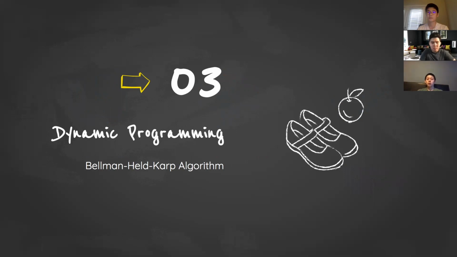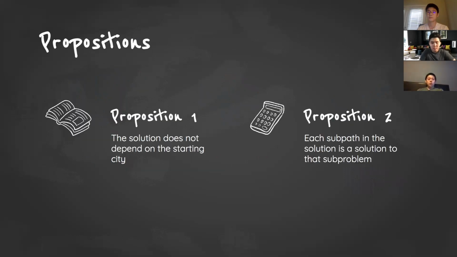So in order to improve on the brute force algorithm, we use dynamic programming using an algorithm called the Bellman-Held-Karp algorithm. This algorithm depends on two propositions. The first one is that the solution doesn't depend on the starting city. This means that when we're constructing the algorithm, we can start at an arbitrary city 1 and calculate a solution from there, and that will be the solution to the TSP. The second proposition is that every subpath in the solution is a solution to that respective subproblem. So this allows us to split the larger TSP into a bunch of smaller subproblems, which allows us to use dynamic programming.